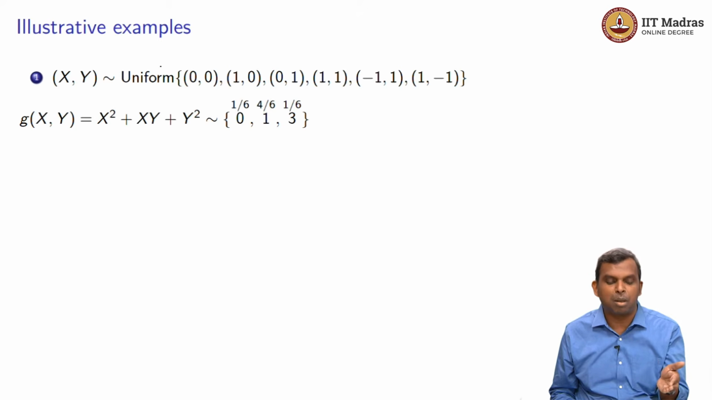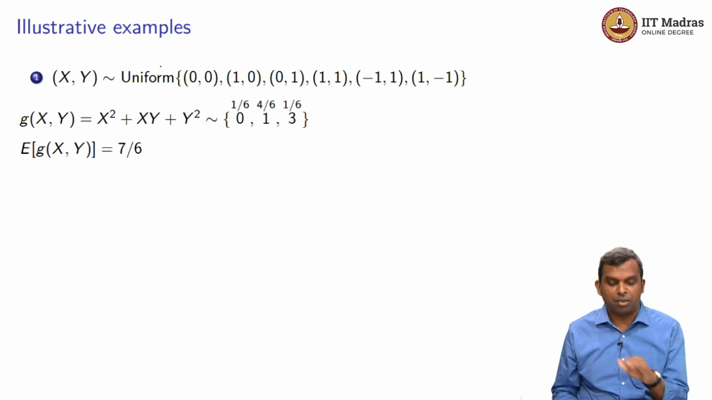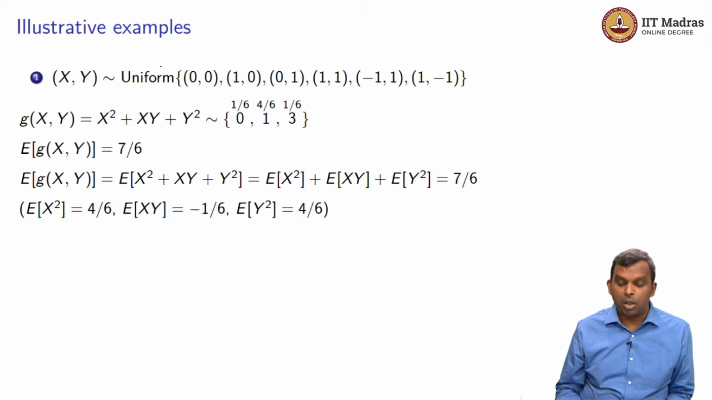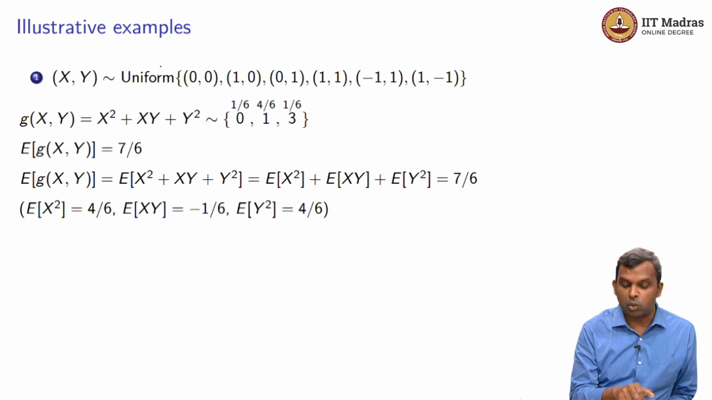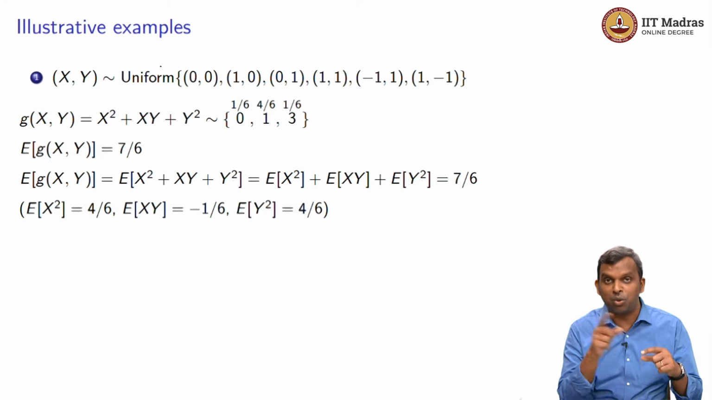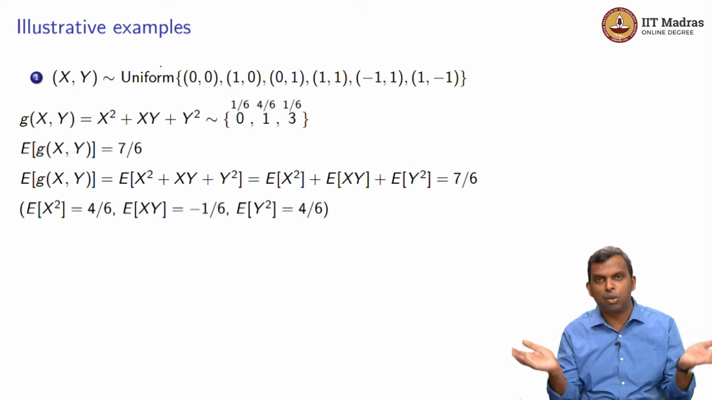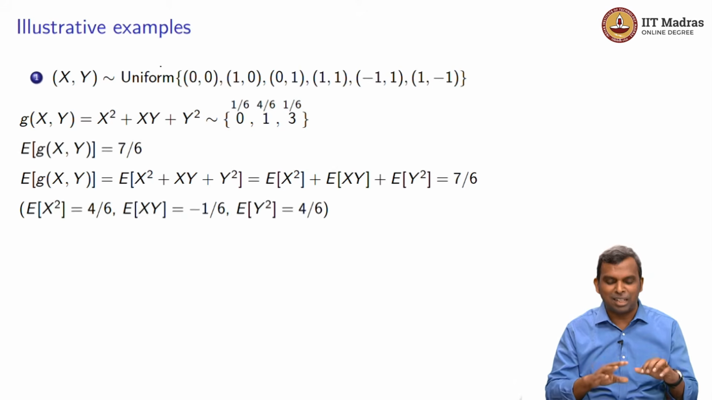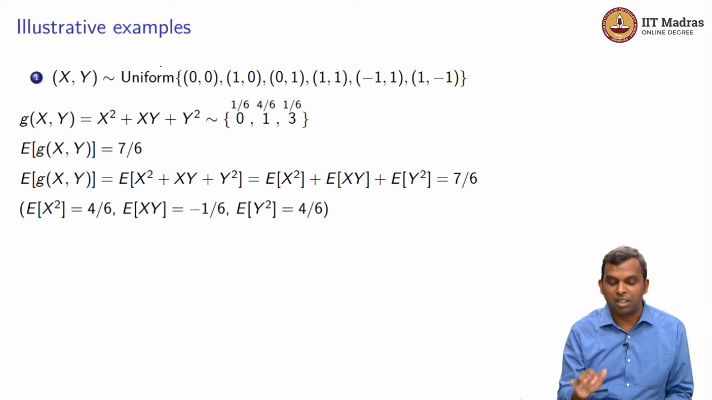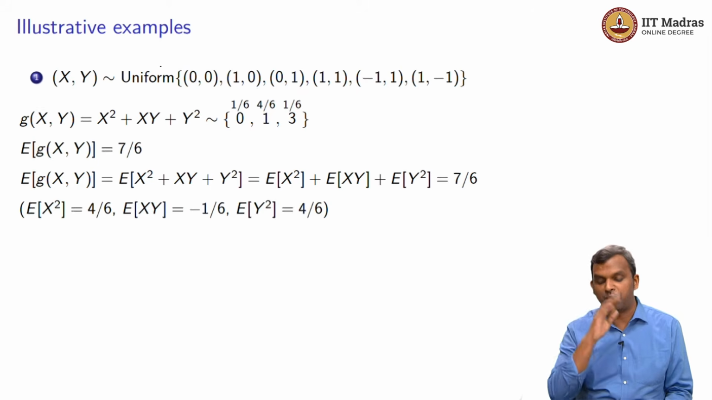Let me go back to this example, g of xy being x squared plus xy plus y squared. We saw this example before. Expected value of g of xy, we saw 7 by 6. One more way to do this is write this expected value as x squared plus xy plus y squared. Now you use linearity. Expected value of the sum of three different random variables, the expectation sort of goes inside. You distribute it over the summation, you get expected value of x squared plus expected value of xy plus expected value of y squared, and you can find each of these things. They will all add up to give you the same 7 by 6.